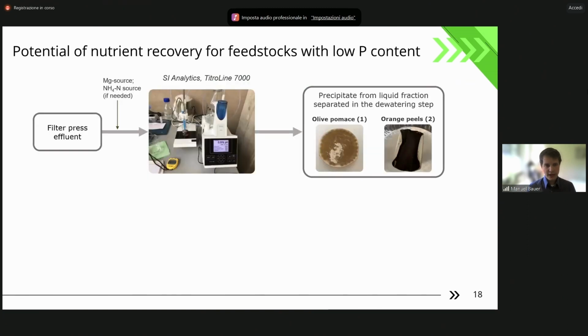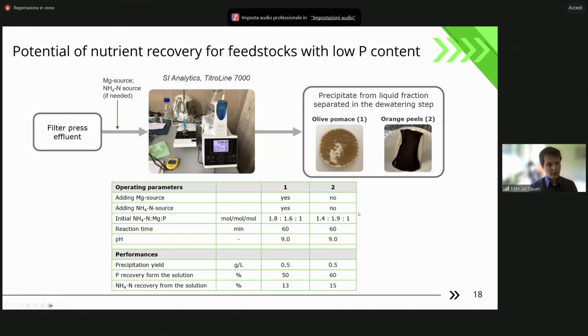And we did this in lab, and the results are quite obvious. We got something, but it's not really pure struvite. As you can see in the picture already, it's very impure. There's a lot of organics in both of those precipitates. And if you look at the values, we have a phosphorus recovery from the solution of 50 to 60%, but an ammonia recovery of only 13 to 15%.